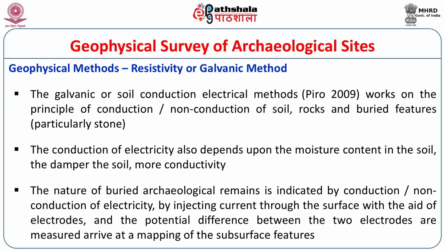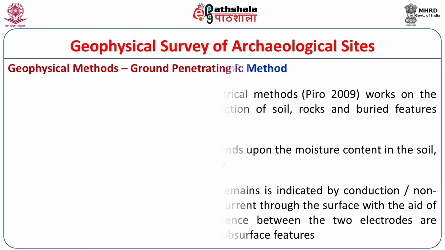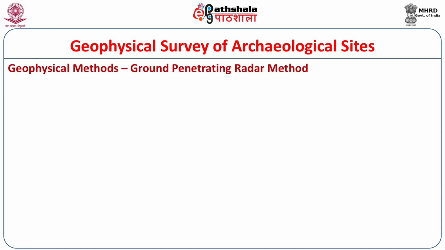So the subsurface feature is indicated by this conduction and non-conduction of electricity. The normal methodology is by injecting current into the surface with the aid of electrodes, and the potential difference between the electrodes is measured. Mapping is then done of the relative presence of conductivity and non-conductivity, and it will lead to a mapping of the buried features also.